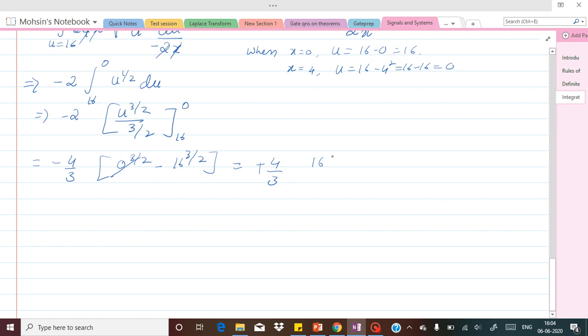can be written as 16 raised to 1 by 2 whole raised to 3. So 16 raised to 3 by 2 can be written as 16 raised to 1 by 2 whole raised to 3. So now 16 raised to 1 by 2 is nothing but under root of 16. So plus 4 by 3, under root of 16 is nothing but 4 square whole raised to 3. So here 4 by 3, under root of 4 square is going to be 4. So 4 raised to 3, so 4 raised to 4 is going to be 256 divided by 3. This is what we are going to get as a final answer for that example.